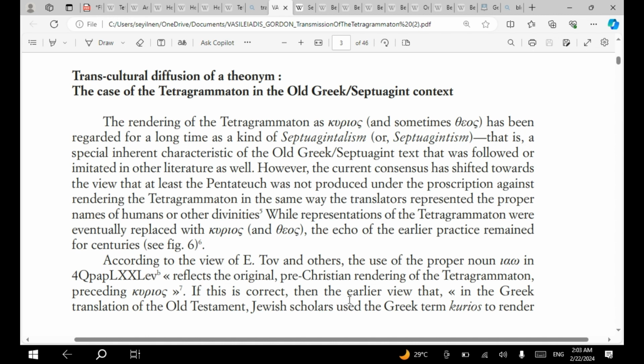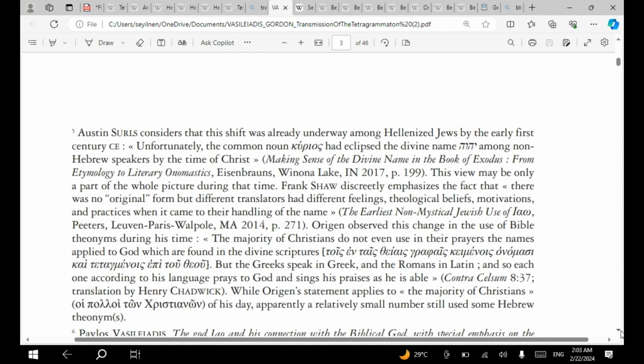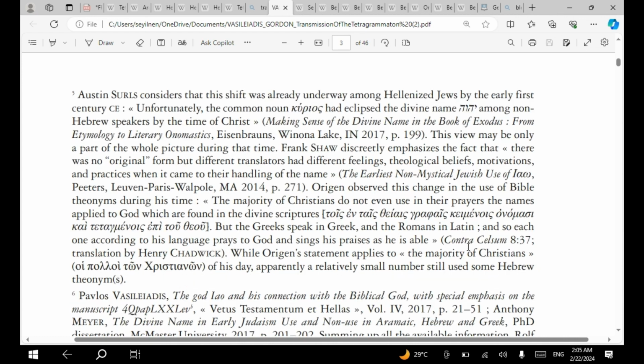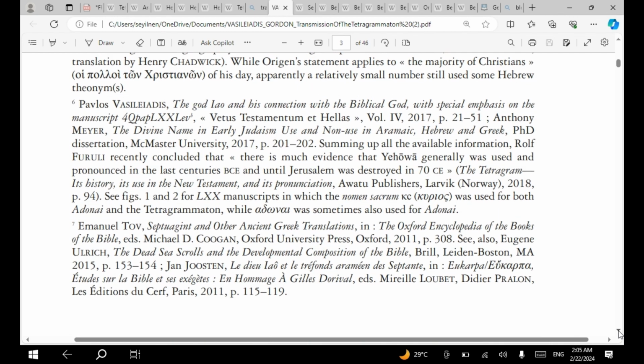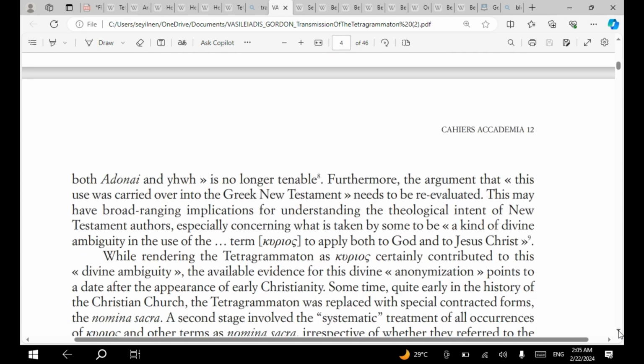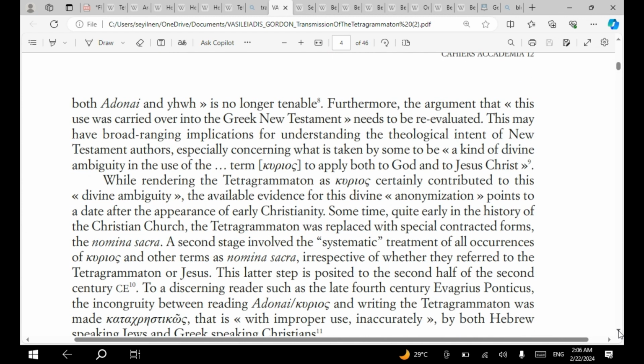If this is correct, then the early view is that in the Greek translation of the Old Testament, Jewish scholars used the Greek term chaos to render it. You see that? The Jews gave the Tetragrammaton to the Greek, but the Greek did not use it in those days. Christianity came and used it as Jehovah, Lord. In Old Greek there was nothing called Jehovah. You can go and read more.